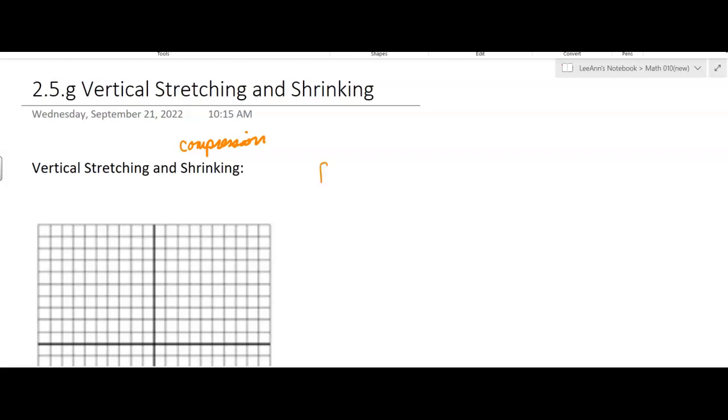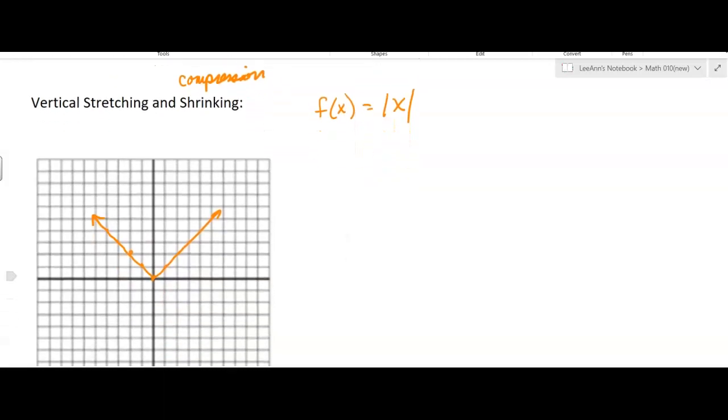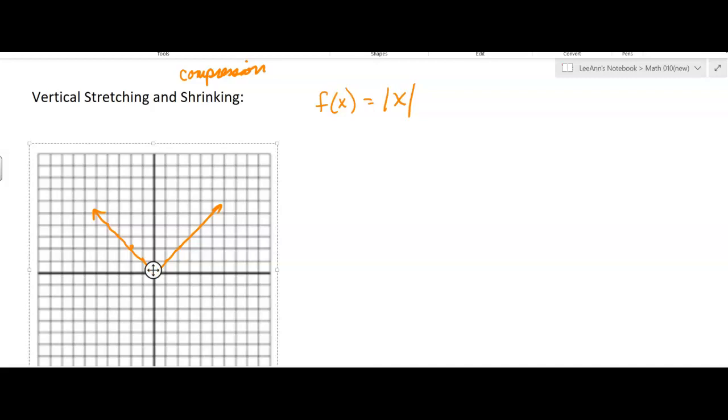Let's say we have f of x is, let's just say it's the absolute value of x. Okay, so we know what that looks like. There's the common absolute value function. But now let's say g of x is equal to 3 times the absolute value of x. So what's going to happen is each output is getting multiplied by 3. So instead of going up 1, now we're going to go up 1 times 3. 1, 2, 3. Oh, did I go up 4? I think I did.